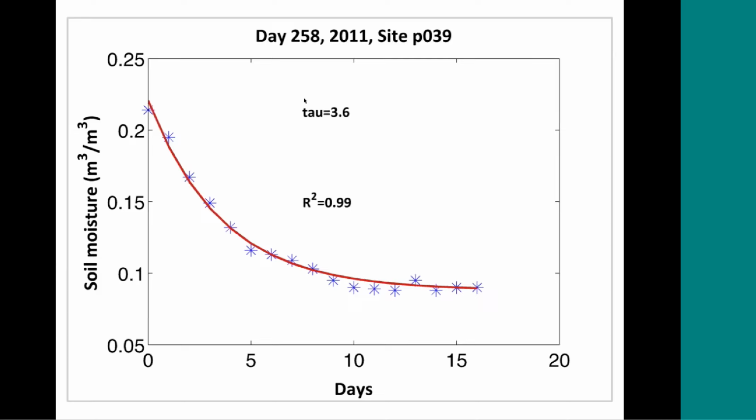So here's an example of our best data site. You have soil moisture on the left and days of dry down on the x-axis. The red line is the equation model, and the blue stars are our data points. And the equation model gives us this tau, which means that from this point right here, there is a 3.6 day period where the soil will completely dry out, or about dry out. And the R squared tells us that this model fits the data very well.